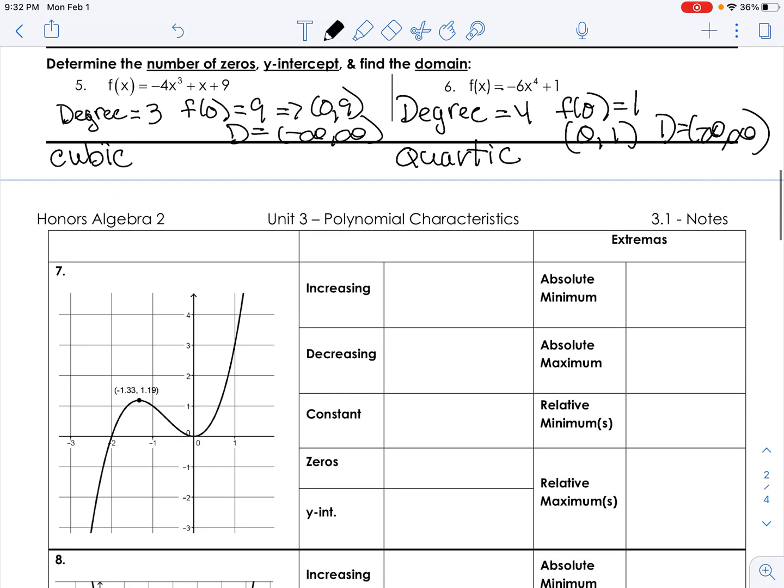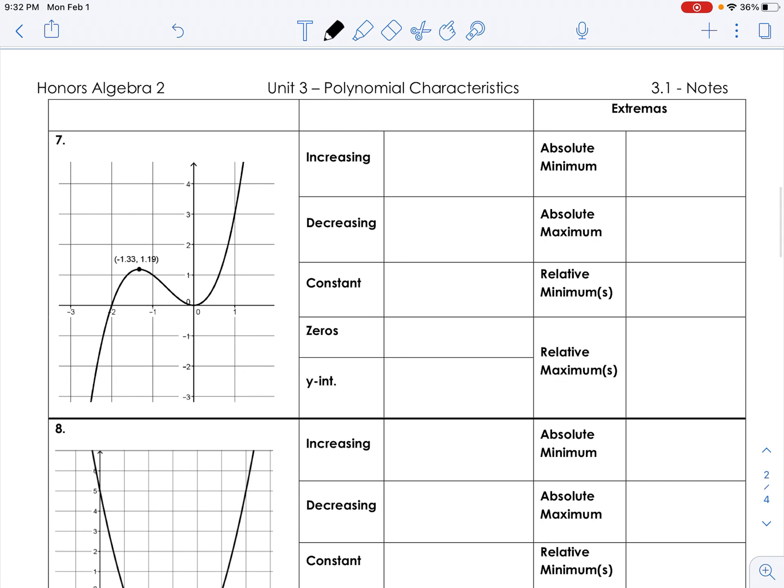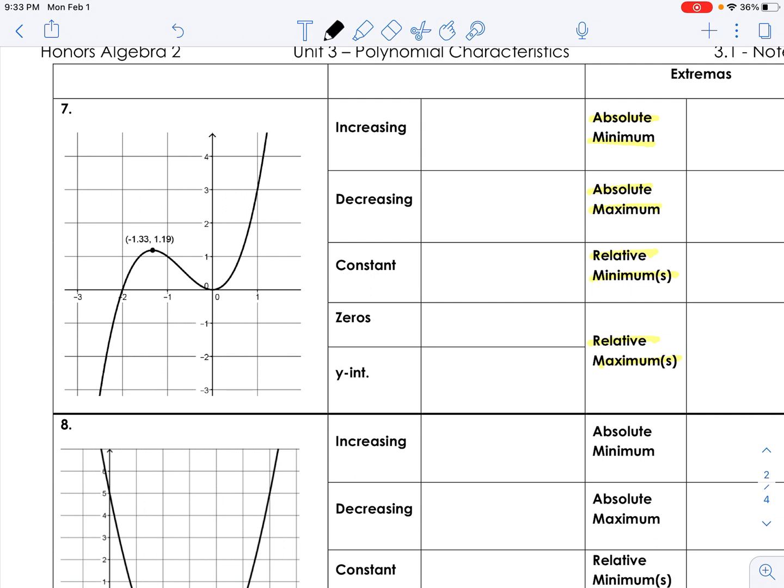Okay, now we're going to move on to graphing and increase some of our vocabulary and review some of our vocabulary, right? So some of this is a review, some of it is new. I'm going to go ahead and highlight for you what is new. Absolute minimum, absolute maximum, relative minimum, relative maximum. On the other side of the chart, those should be things familiar from the beginning of the year. Okay, so let's take a look at number 7.